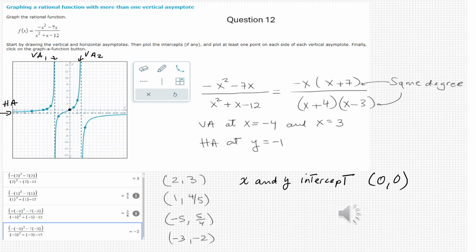plus the x-intercept. The rest is calculator, plugging in 2, 2,3.1 is 1,4 over 5. And negative 5 is negative 5,5 over 4. And negative 3 is negative 3, negative 2. I plot those points. After that, you finally click in the graph a function button, and that's it.